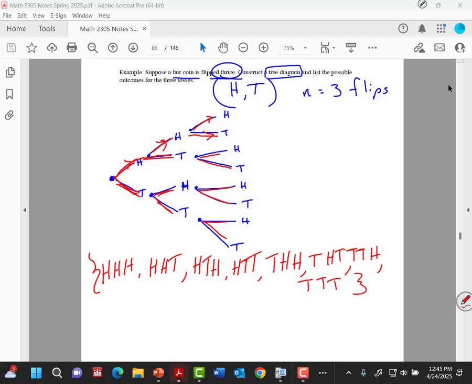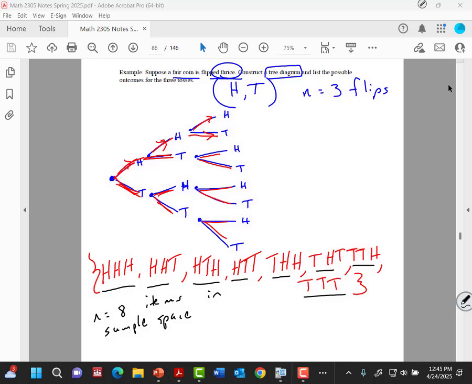Now, this shouldn't come as a shocker. Let's count how many outcomes there are. That's 1, 2, 3, 4, 5, 6, 7, 8. N equals 8 items in what I'm going to eventually call the sample space.